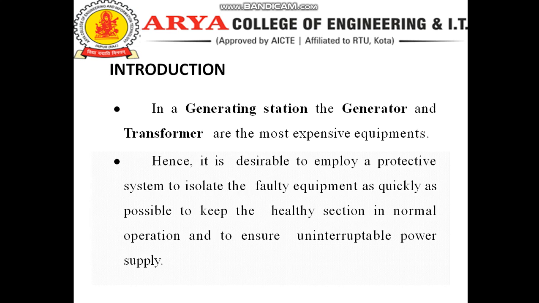In this slide, we discuss generator protection. The main expensive equipments in a generating station are the generator and the transformer. That's why a protective system is employed to isolate the faulty equipment as quickly as possible, to keep the healthy section in normal operation and to ensure continuity of electrical power supply.